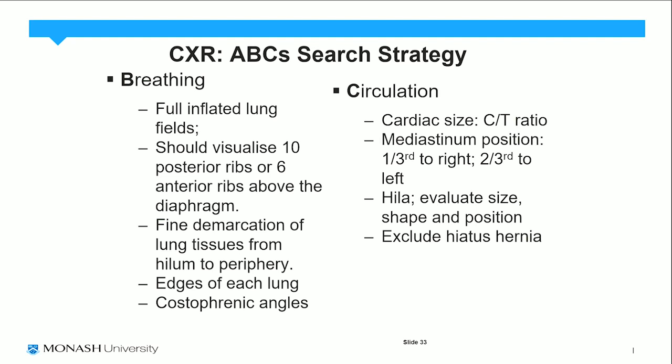So this is the mediastinal area. Check the cardiothoracic ratio. The mediastinum position should be 1/3 towards the right and 2/3 towards the left. And then for the hilar, evaluate the size, the shape, and the position, and then ensure that you look for any abnormal shadows behind the heart to exclude hiatus hernia.